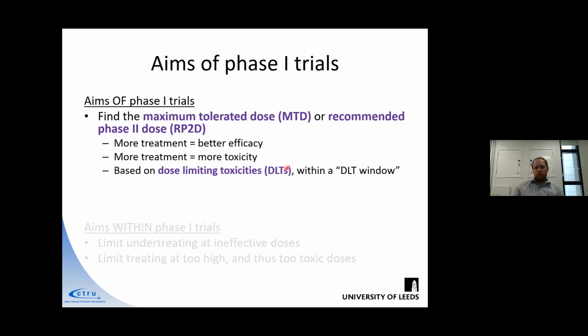So the general aims of phase 1 trials are to find the maximum tolerated dose or the recommended phase 2 dose. So there's a general assumption here that more treatment is more efficacious. So we want to treat at a dose that's high enough that gives an acceptable toxicity profile, but then also by treating at a higher dose, we're also assuming that we've got more efficacy. And our basic endpoint to do this is based on dose-limiting toxicities, and we assess this through a DLT window. So we're talking about serious toxicities that will limit treatment, and we'll look at these over, say, 1 cycle or a 4-week cycle or an 8-week cycle.